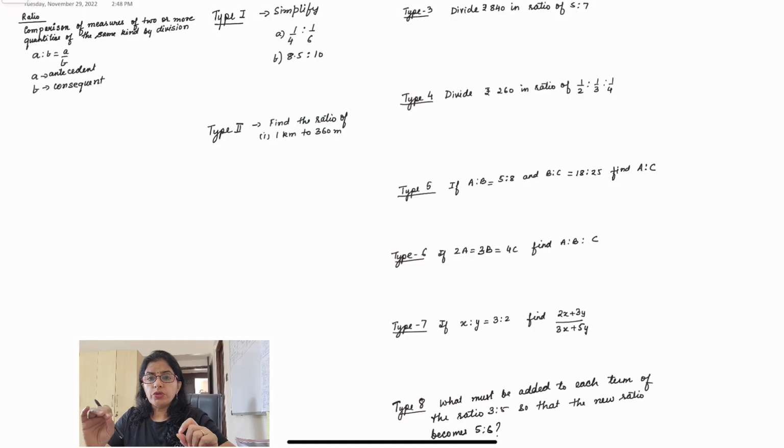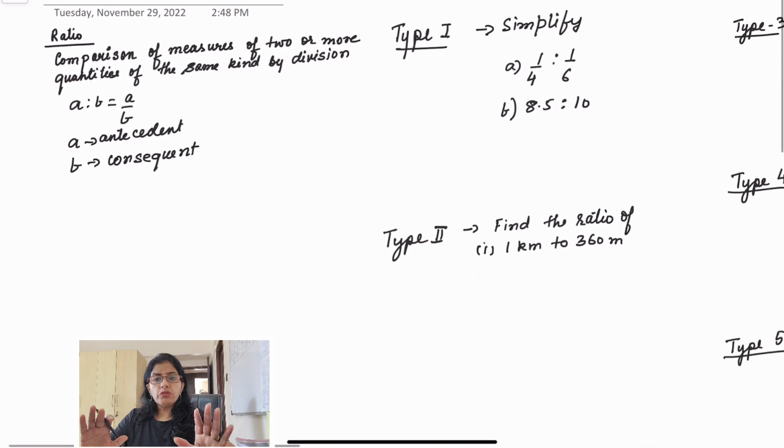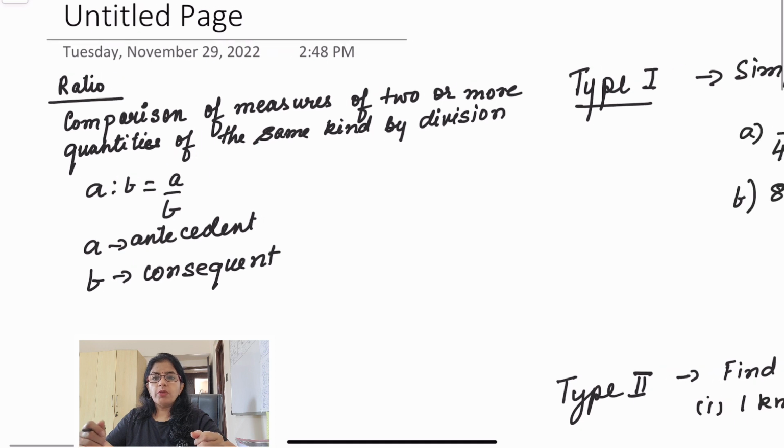Ratio is a comparison of the measures of two or more quantities which are of the same kind. Suppose you are finding the ratio of flour and sugar to make a cake. How much measure of flour and how much measure of sugar? Suppose you are measuring with a cup. Then you take the ratio of the measure of flour and the measure of sugar you are taking to make the cake.